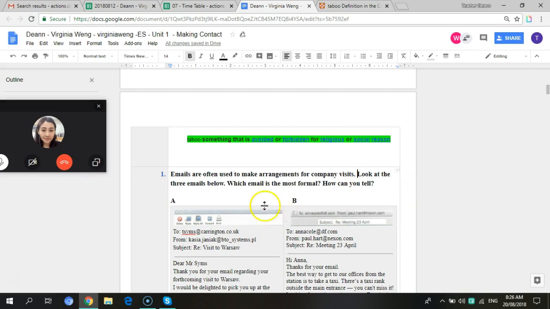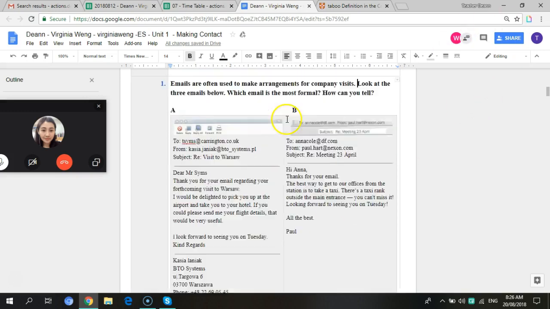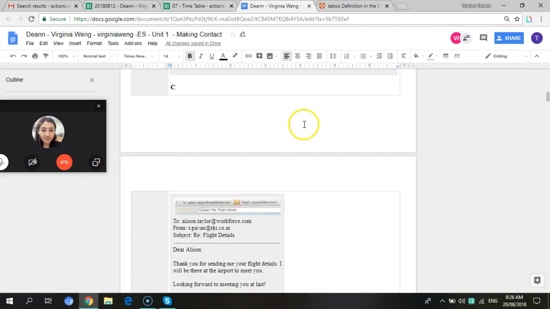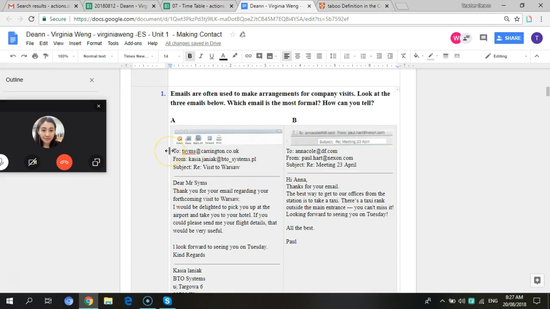Yes. Okay, so look at the 3 emails below. Which email is the most formal? How can you tell? Now I will give you time to look at email A, email B, and email C. Tell me once you are done so that you can tell me which one is the most formal. Okay? Hello. I read it yesterday, so I choose A. Okay, that's great.